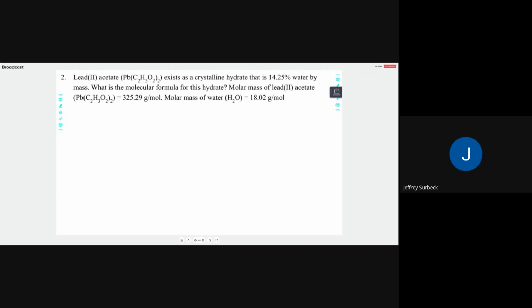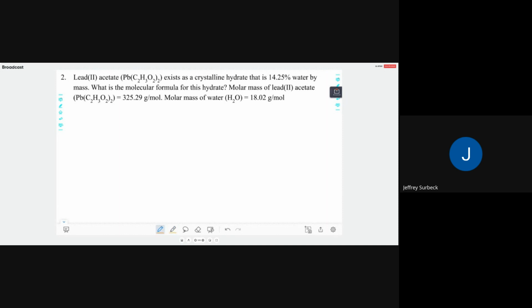Okay, so we have lead 2 acetate that exists as a hydrate and is 14.25% water by mass. We want to know the molecular formula for this hydrate, and we're given the distinct molar masses in these problems. Now, a couple of things I want to show you here. Number one, our ultimate goal is, how many waters are out in front of this problem? The other thing is, in notes, we did not work with percent at all.